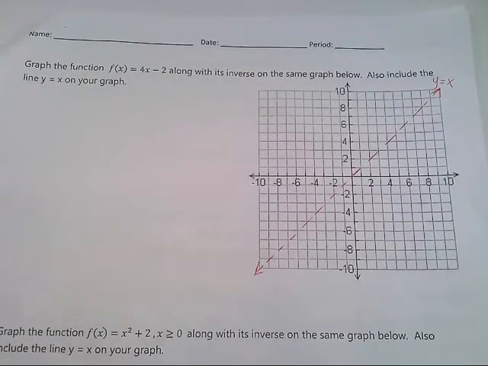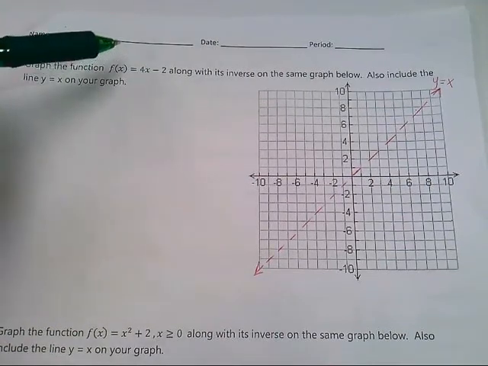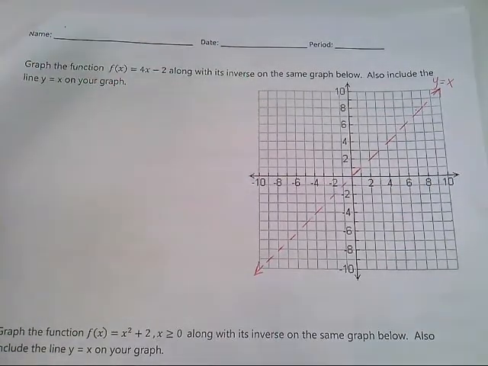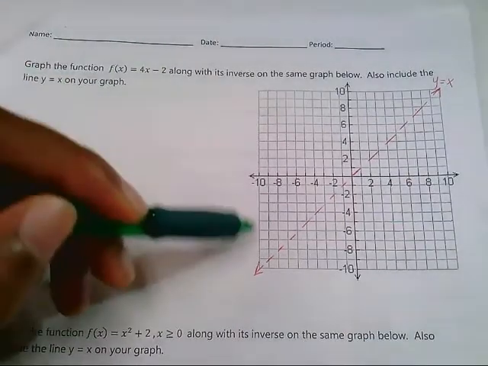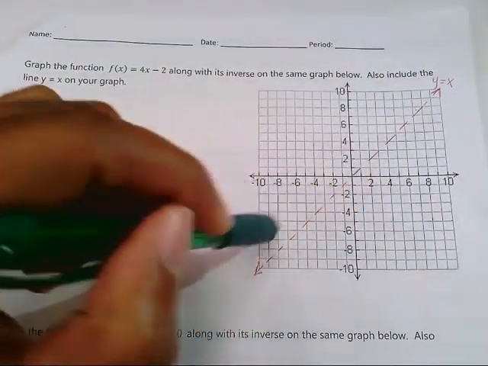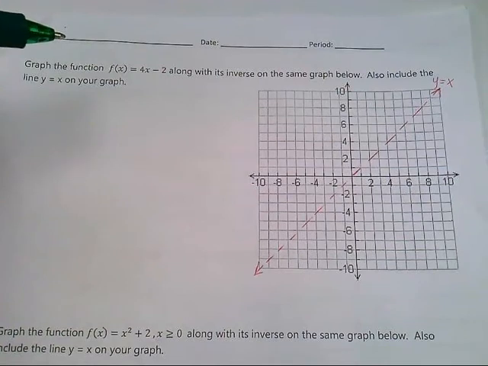So now we're going back to page 5, and we're going to be graphing a function along with its inverse on the same graph that we have. It says also include the line y equals x on the graph. I've already gone ahead and done the illustration for the line y equals x. It's already here for you to see.